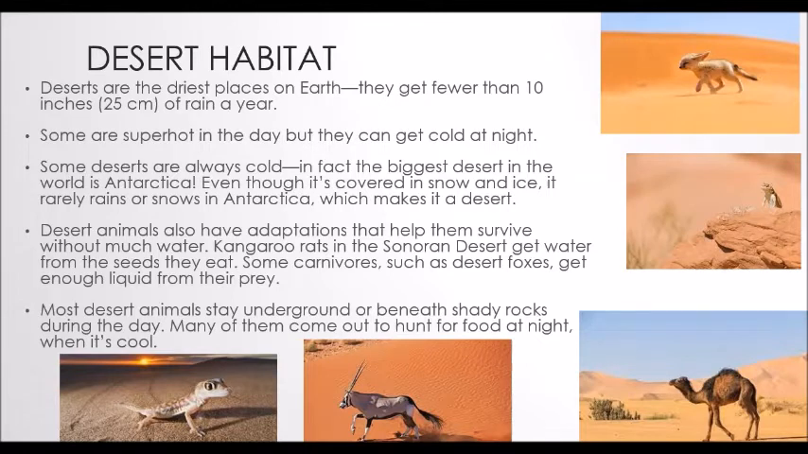So desert animals that live there have a lot of different adaptations that help them because they need to be able to survive without much water. Most desert animals actually stay underground or below shady things during the day. And many of them come out to hunt for food at night because it's a lot cooler. Because remember, deserts are hot in the day, but then at night they get colder.